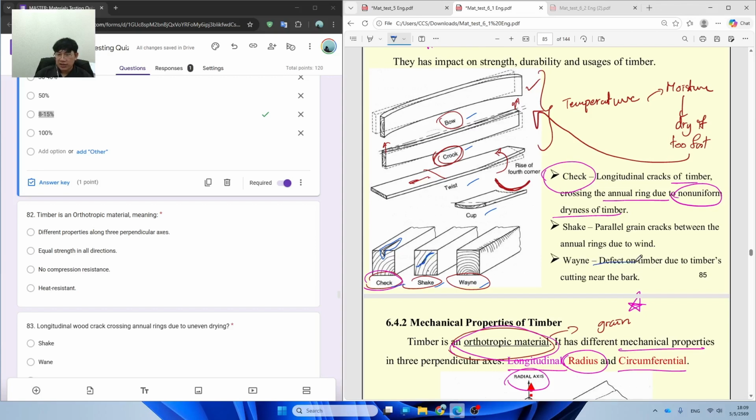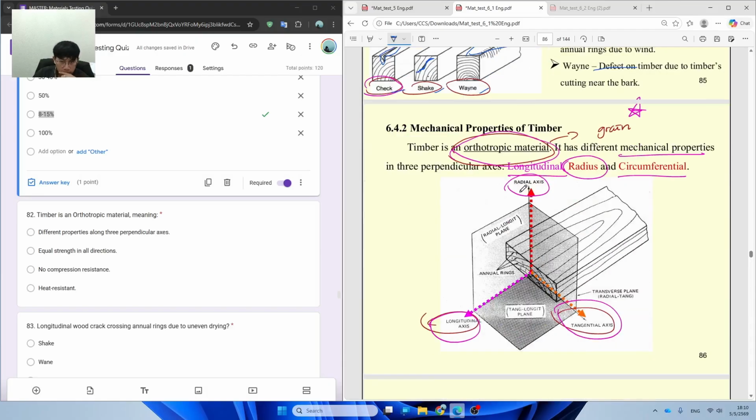And wane, lastly, is going to be the defect on the timber due to timber cutting at the edge like this. But the others are just normal bending in a curve, such as bow in this direction, crook in another direction, and twist is going to be one edge lifting up like this. We call it twist.